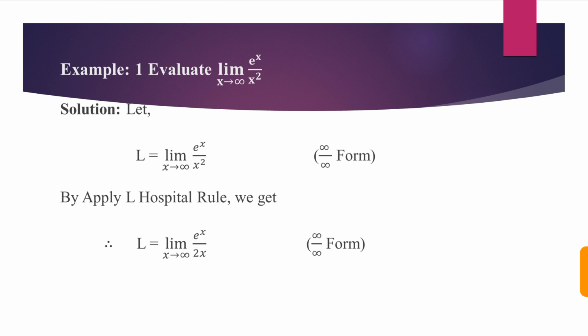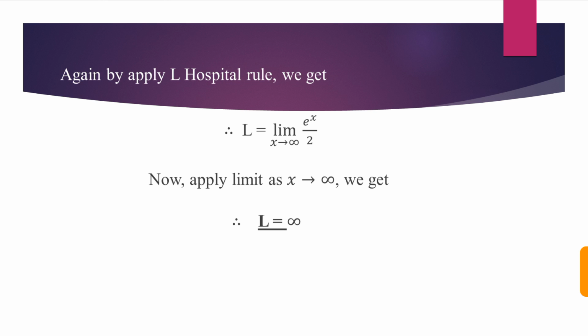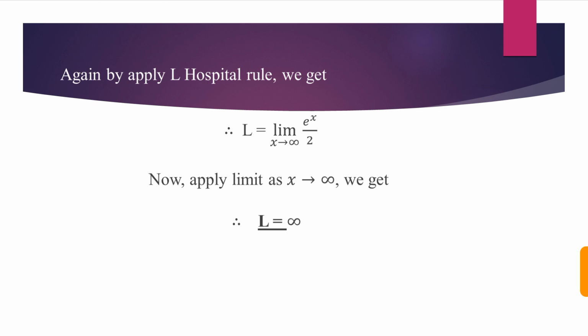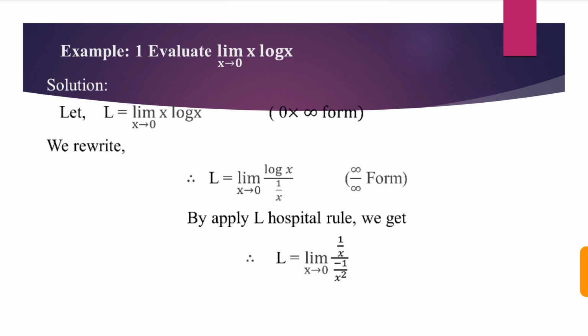This new limit is also infinity by infinity indeterminate form. Then we know how to deal with this kind of limit, and just apply again L'Hospital rule. We get L is equal to limit x tends to infinity e raised to x upon 2. Now apply limit as x tends to infinity, and we'll get L is equal to infinity. This is the true value of given limit of the function e raised to x upon x square. Now see the next example.